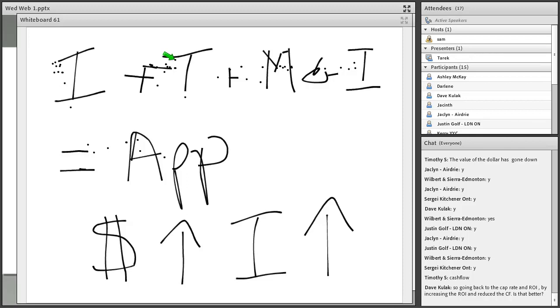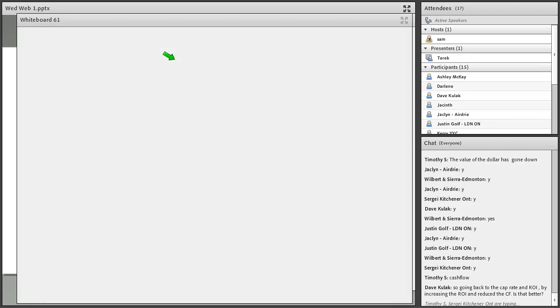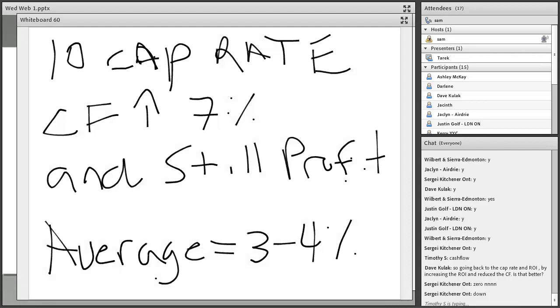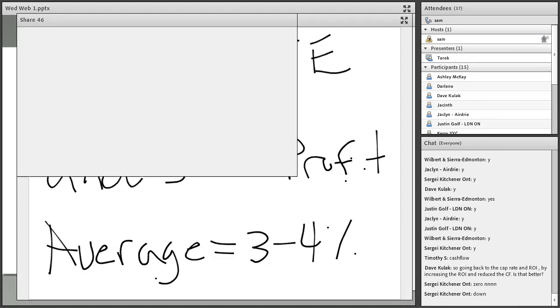So going back to the cap rate and ROI, by increasing the ROI and reducing the cash flow, is that better? A couple things I want to say, because this is a good question. Typically we say, well, let's go for the infinite return. What's an infinite return? How do we get an infinite return? An infinite return is driven by what? Zero money in. Zero money into the property is going to give us an infinite return.